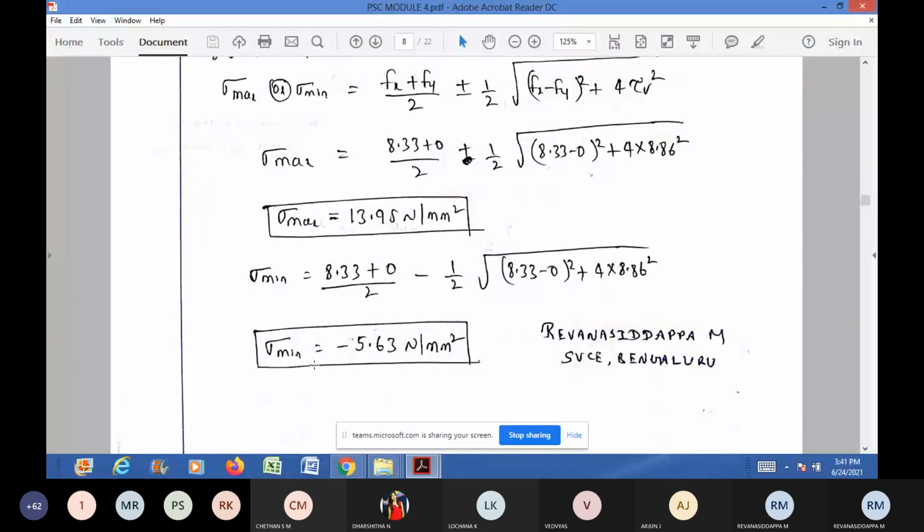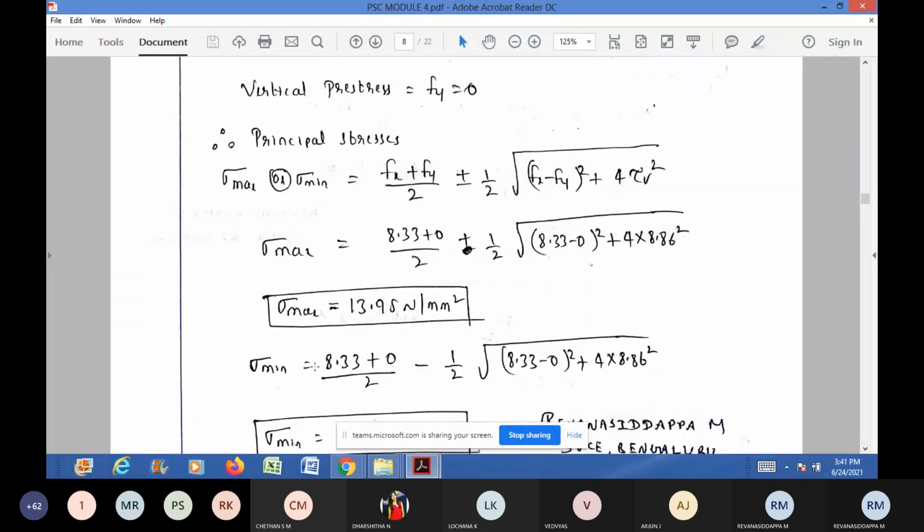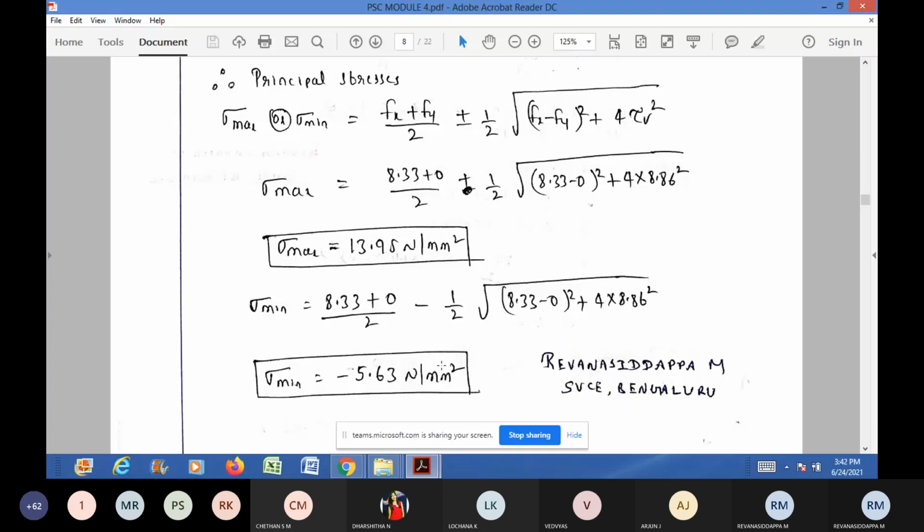So this completes the third problem. If you have any doubts, you can ask. Otherwise, I will take the attendance. Sigma max is equal to 13.95 Newton per mm square. Sigma minimum is equal to minus 5.62 or 63 Newton per mm square.